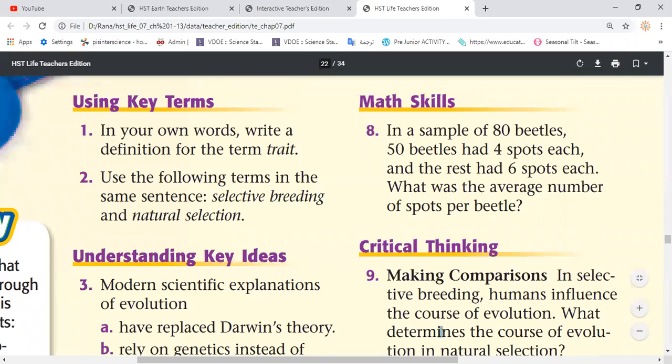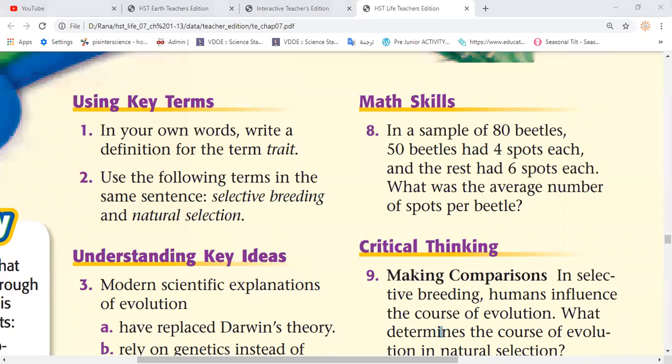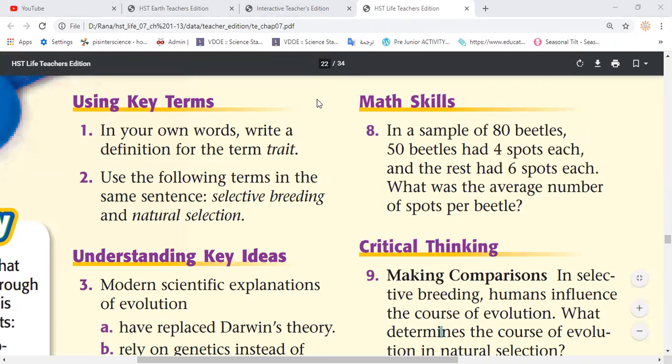So the first question asks you to write your own definition, or write in your own words a definition, for the term trait. So what is trait? We studied trait before and we know what is trait. So try to formalize it in your own words, okay? What is trait? If you know the answer, just raise your hand, guys.